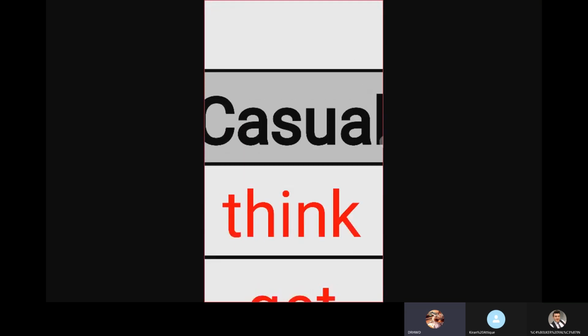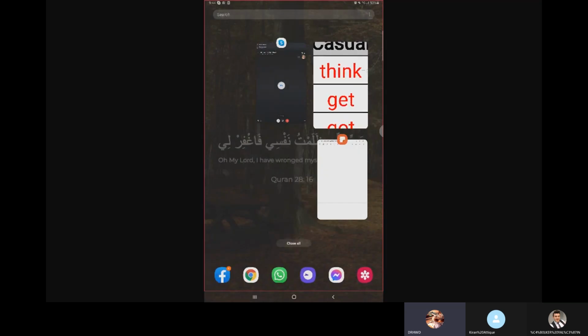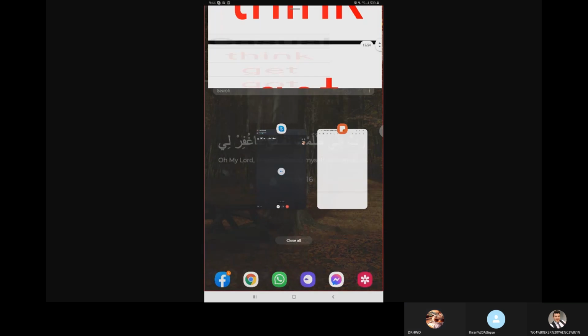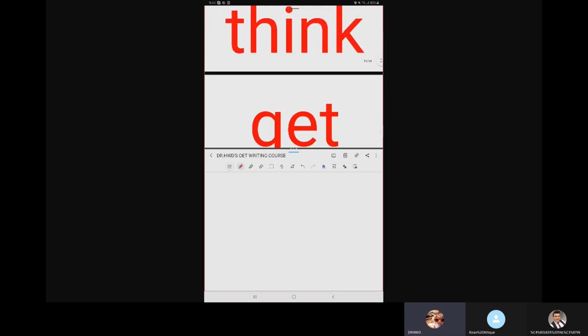One more thing is "think", right? When you're ending your letter, you're saying, "I think she needs help." Is this a good sentence? I think she needs help.